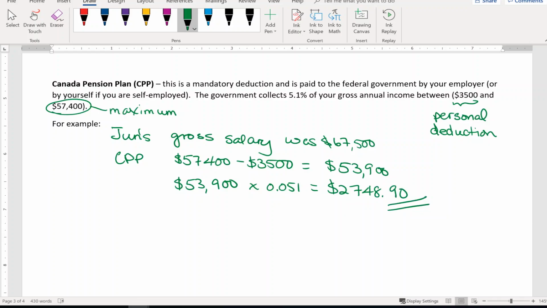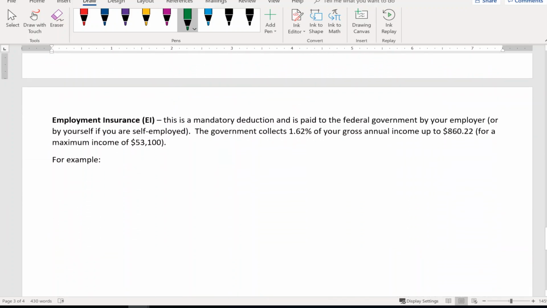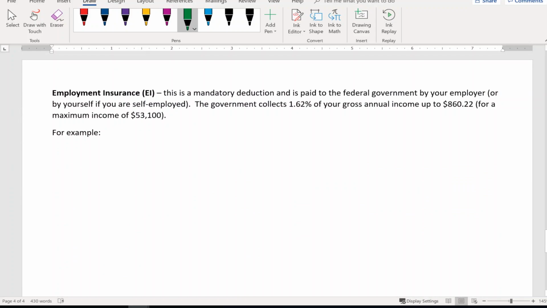Okay, let's take a look now at employment insurance. Employment insurance is another mandatory deduction, and it's paid to the federal government by your employer or by yourself if you are self-employed. The government collects 1.62% of your gross annual income up to a maximum of $860.22. That maximum is based on a maximum income of $53,100.